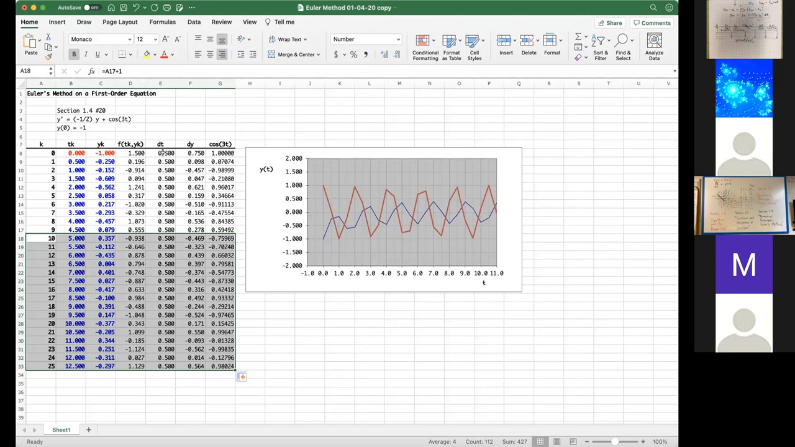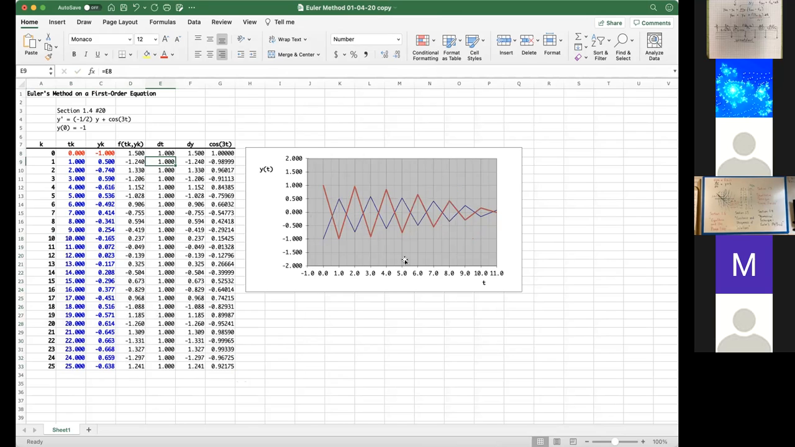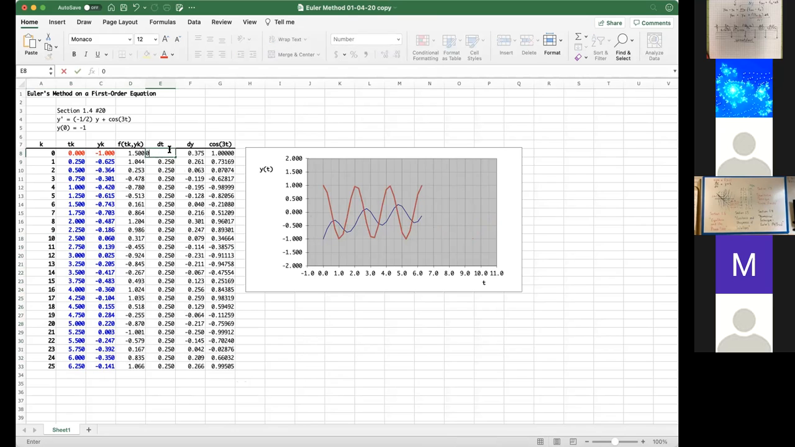I don't think 0.5 is very good. I think 1 second is even worse. Why don't we try 0.25? Let's course correct every quarter of a second. Okay, a little smoother. The blue thing looks a little smoother. Let's course correct every 10th of a second. That's where we came in.